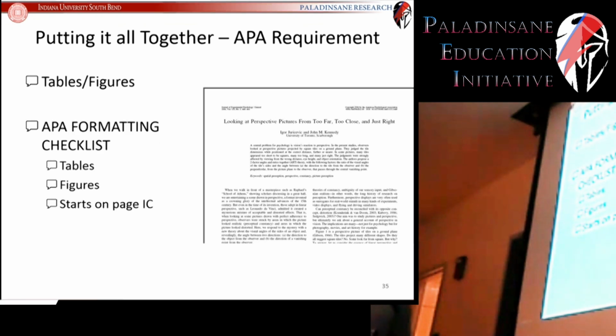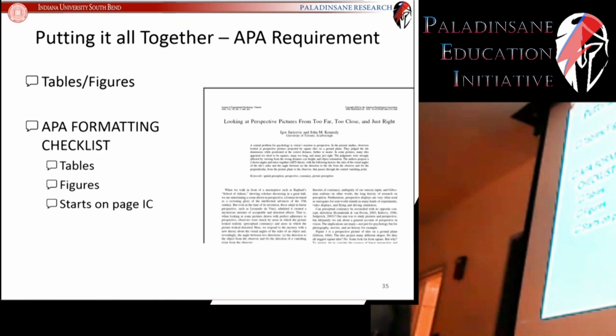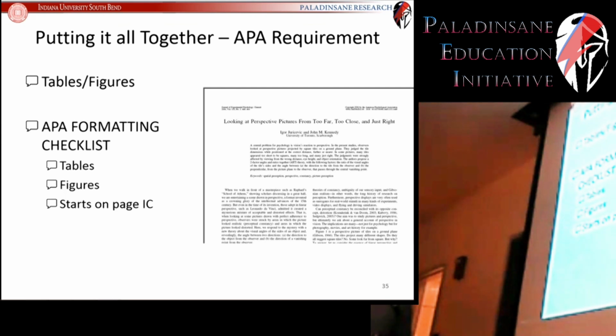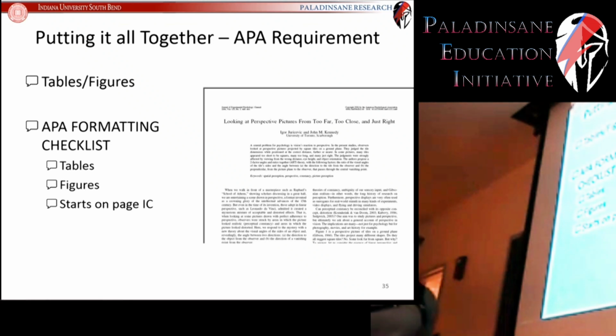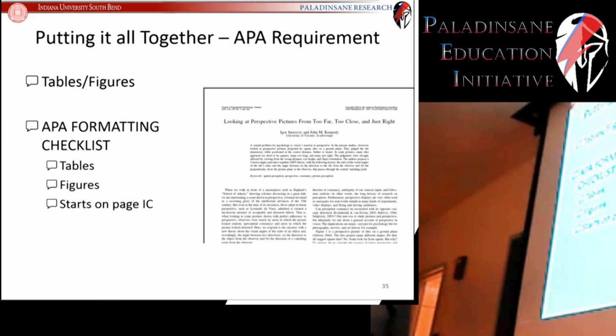In terms of APA formatting, they have a checklist for tables and figures in your textbook. Again, if it's formatted the way I have it, it starts on page IC. But you can just look for the APA formatting checklist, and it'll give you a nice checklist to go down to make sure that your figures and/or your tables are correctly formatted.